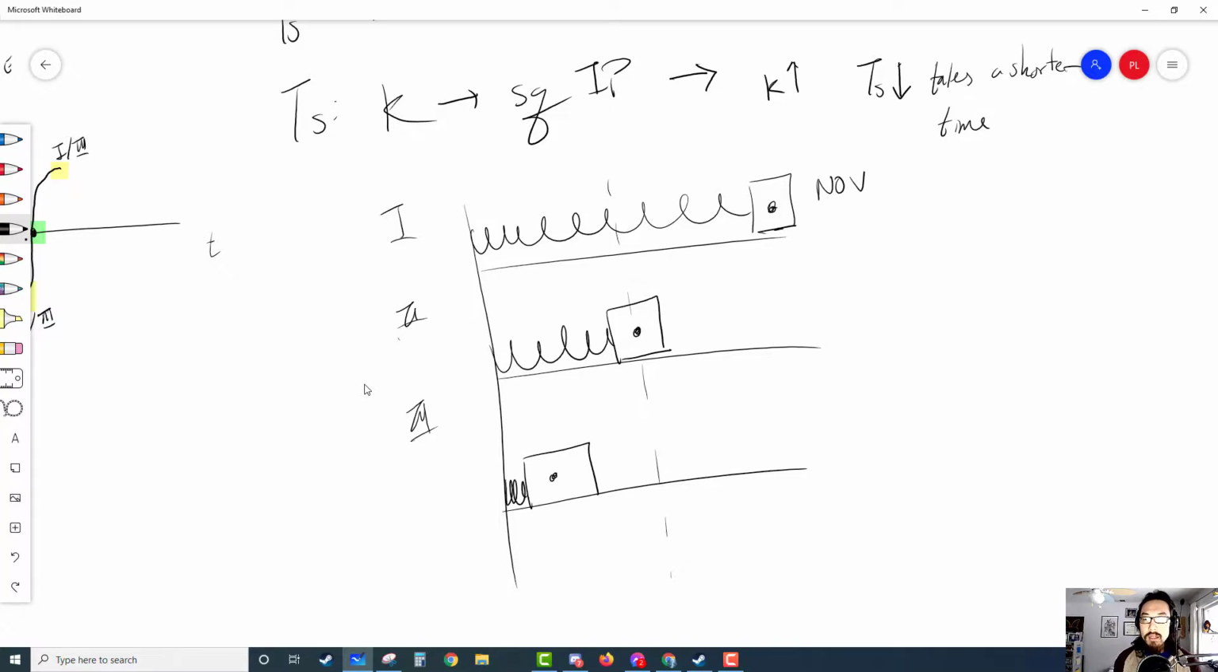Okay, if there's no velocity, that means there's no kinetic energy. This is max spring potential. And much like the pendulums, 1 and 3 are the same. There's no velocity here. There's no kinetic energy here. You only have max spring potential.